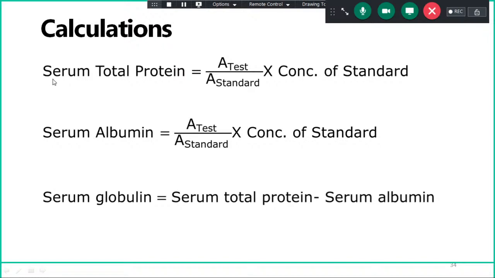absorbance. For serum total protein, the formula we will use is the absorbance of the test divided by the absorbance of the standard of known concentration, multiplied by the concentration of the standard solution. Similarly, for serum albumin, the absorbance of the test divided by the absorbance of the standard, multiplied by the concentration of the standard that we have used. Finally, serum globulin is serum total protein minus serum albumin, and then we can calculate the AG ratio.